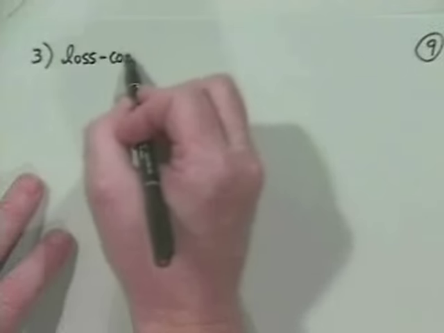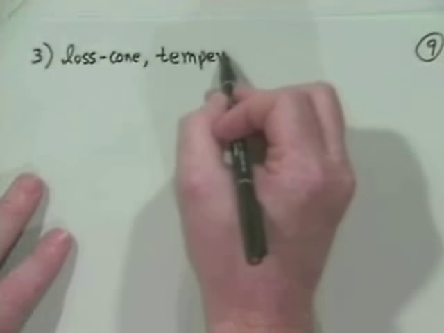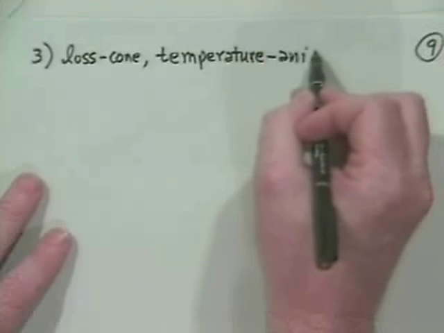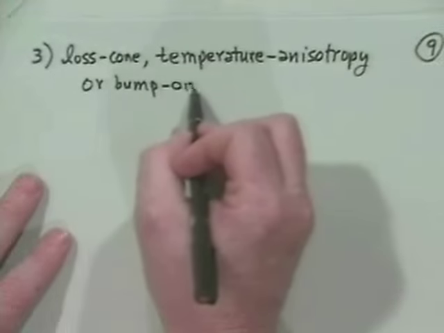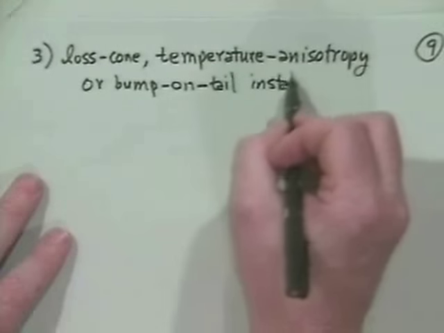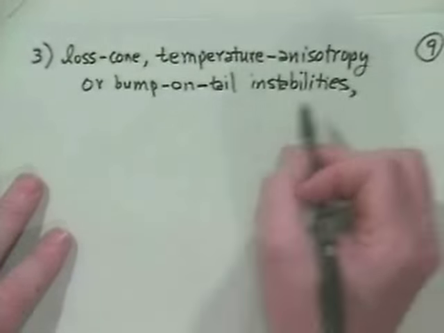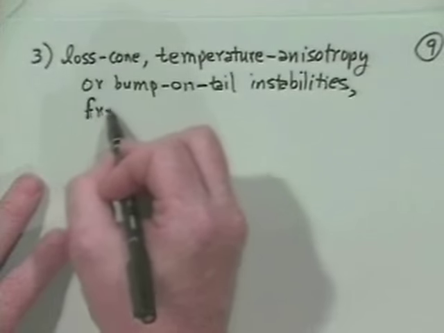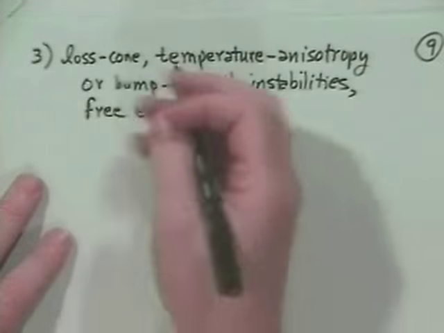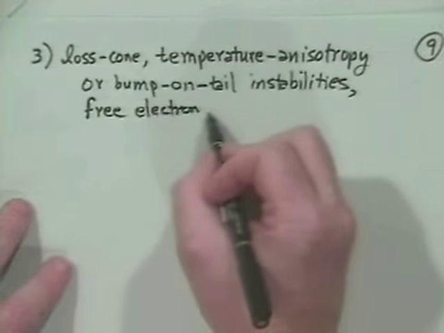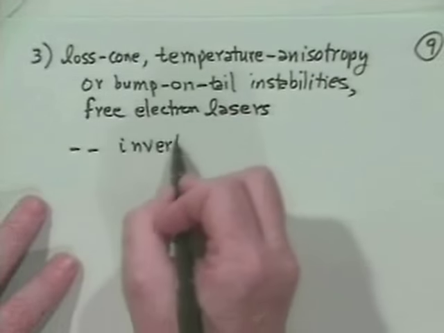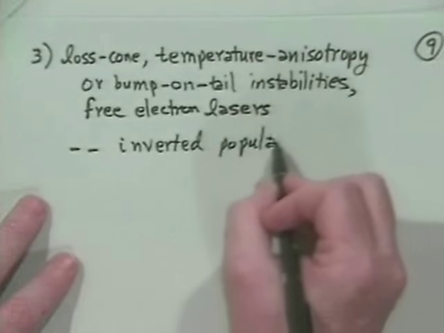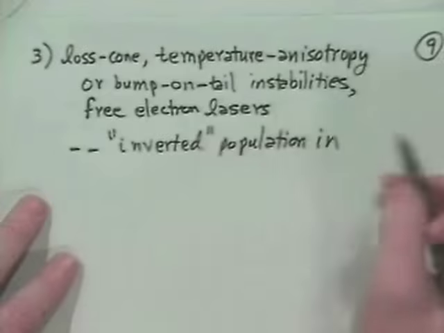The final type of additional ones are so-called loss cone or temperature anisotropy, or bump on tail instabilities. And a recent example which is becoming popular is something called free electron lasers. In fact, free electron lasers are an example of so-called kinetic instabilities. We'll come back to this. But basically, all of these types of instabilities are so-called inverted population type instabilities. Inverted, or it's in quotes here.